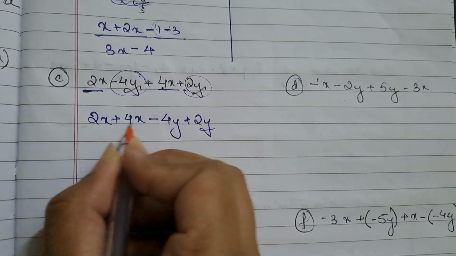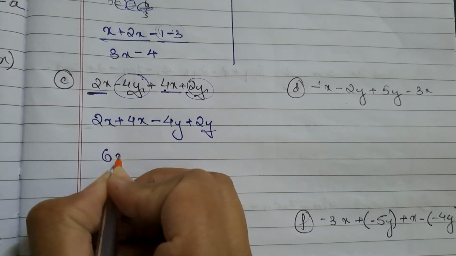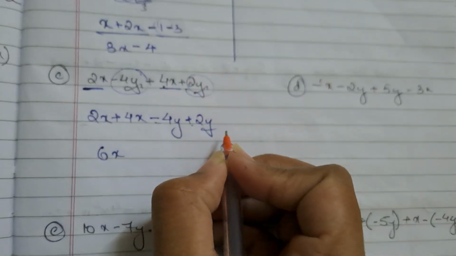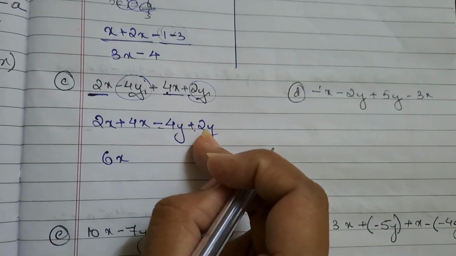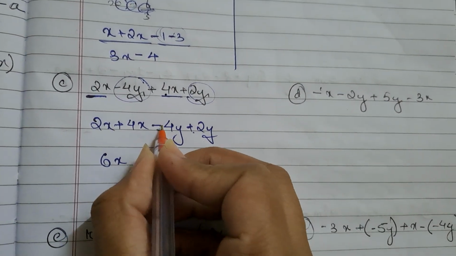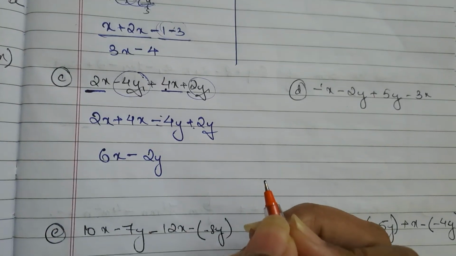These are both positive, addition will happen, so it becomes 6x. This one is negative and the other is positive, so subtraction will happen. So 4 minus 2 will happen. 4 minus 2 is 2y. What is the bigger number sign? Minus. So minus will come in here again.